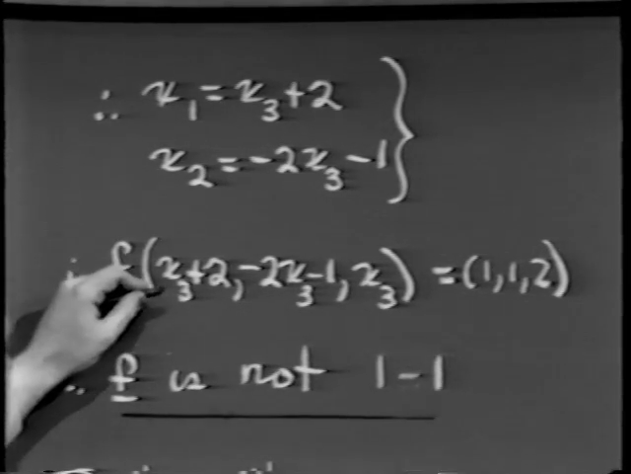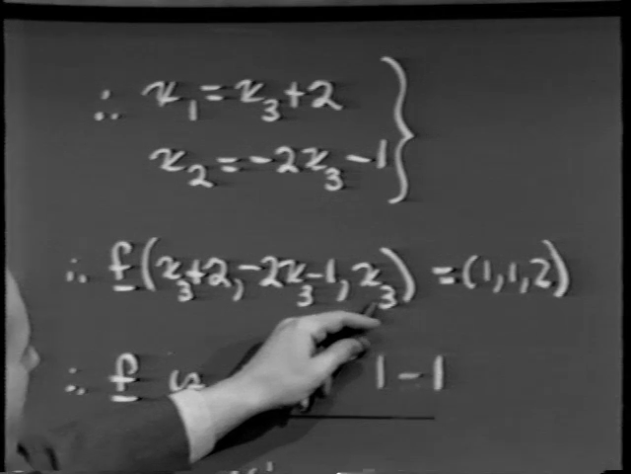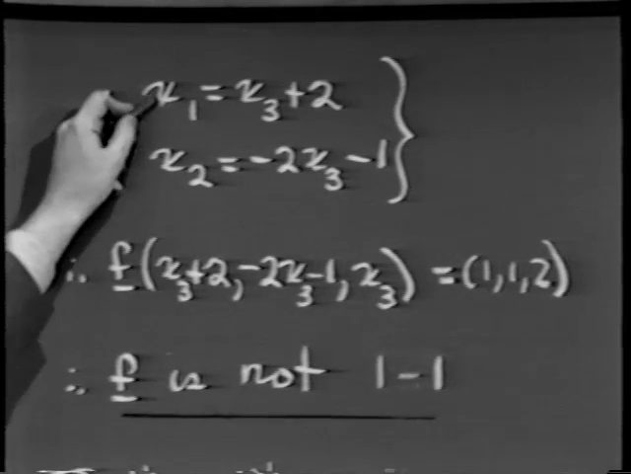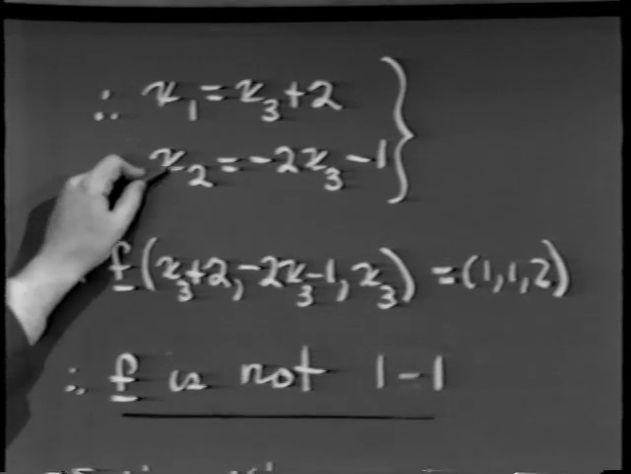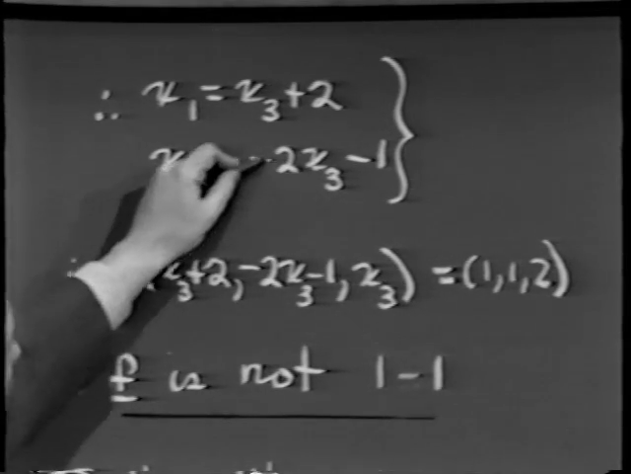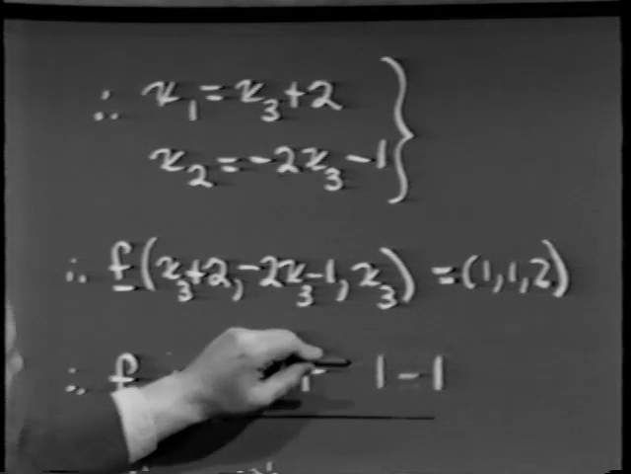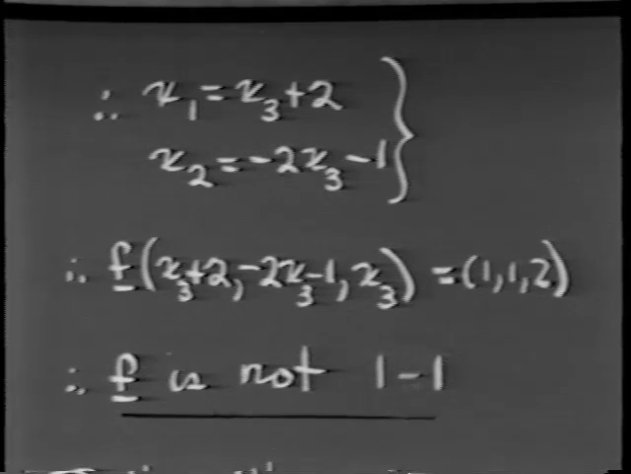How are those vectors chosen? Well, you can pick the third component at random, in which case the first component, x1, is simply x3 plus 2, and the second component, x2, is simply minus 2x3 minus 1, where the x3 is the value that you chose here.